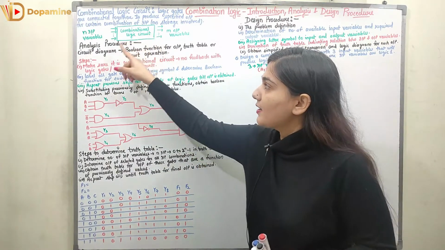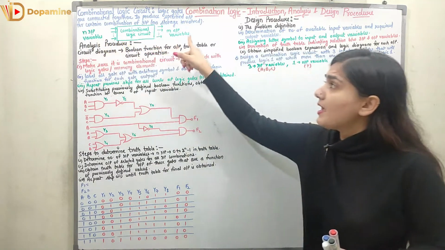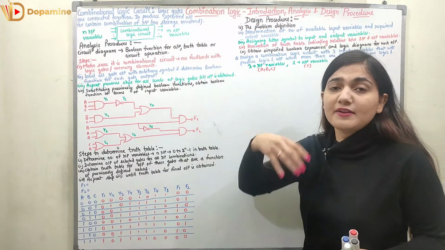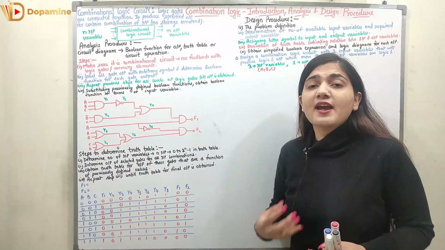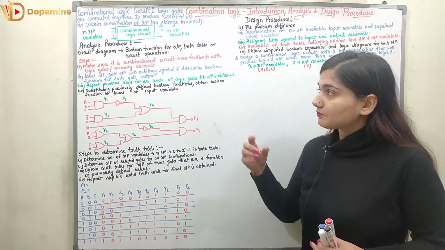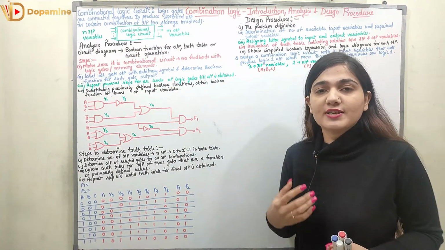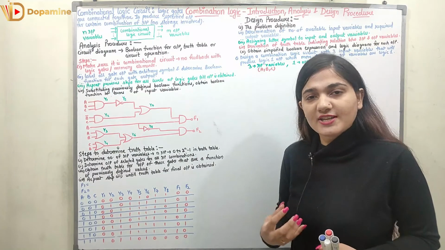So this is the block diagram. Here we have the N input variables. Here we have M output variables. N could be anything, M could be anything. And we are going to see various types of combinational circuit. Right, so this is the combinational logic circuit. The combinational logic circuit will be composed of logic gates, right?